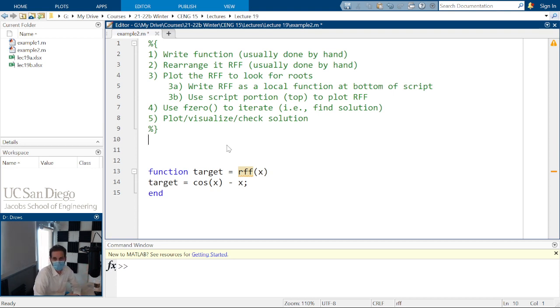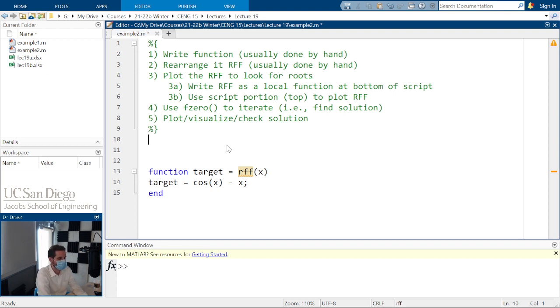It may require a couple of lines depending on how complicated it is, but it doesn't need to be particularly complicated. In fact, for these kinds of problems where it's something like cosine of x minus x, that's basically one line. What we'll see maybe at the end of next week or the week after that, there's a faster way to write these than local functions, called anonymous functions. And so we'll get to those later.